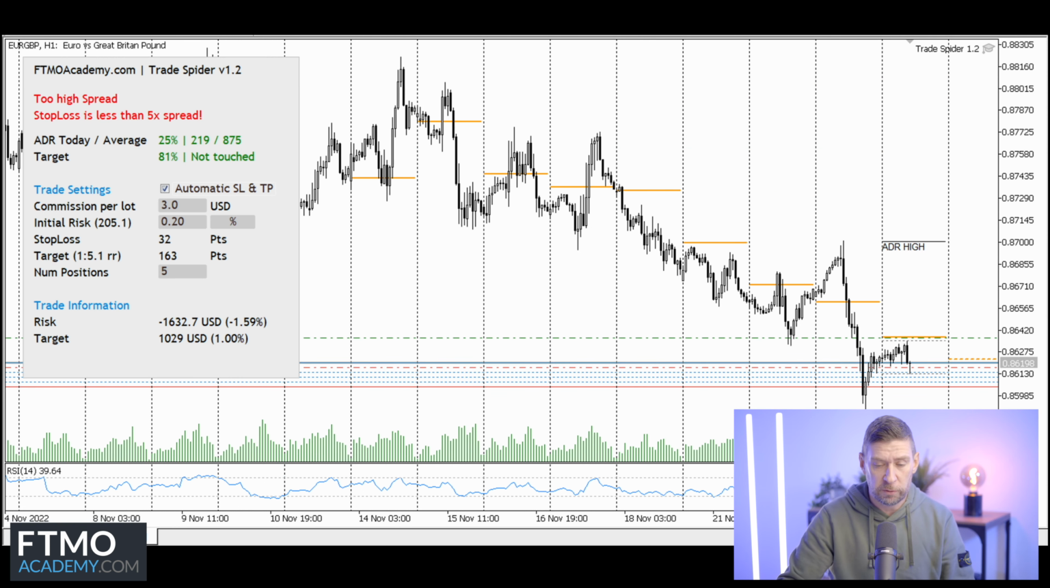So this is what I do every day. I go through every pair and I decide on which one I want to trade. There's no rocket science to the entry. The strength with this strategy is the mathematical calculation of the profit target and the position management, where we split each trade into multiple positions.